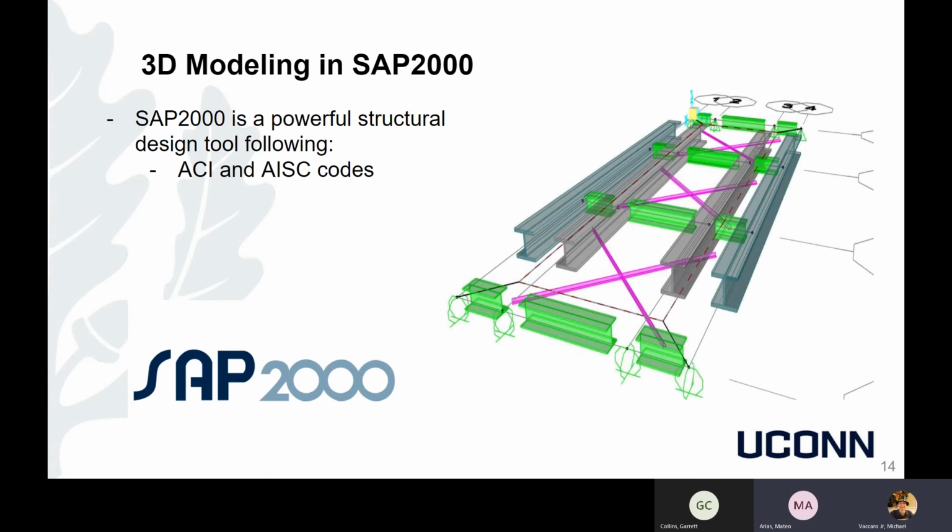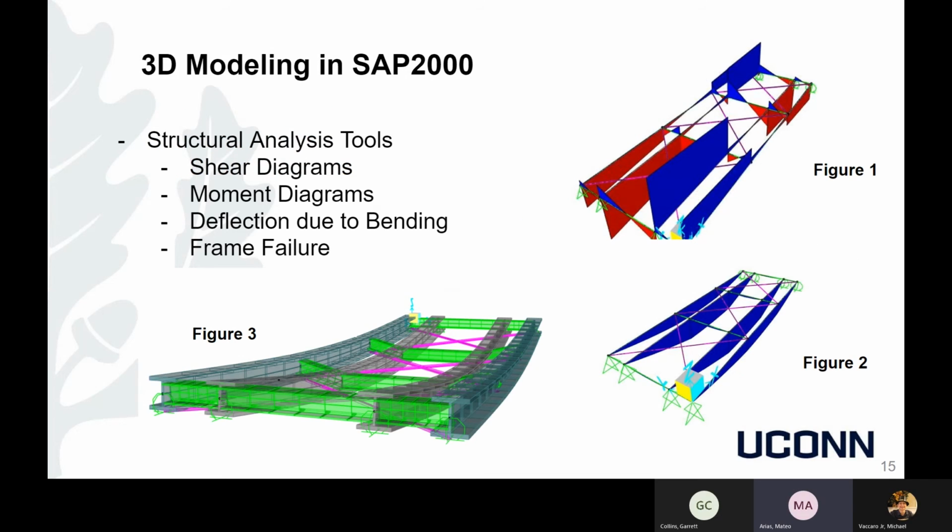Okay, so the 3D modeling was done using SAP 2000, which is a powerful structural design tool. From this image, we can see all the structural components of the model, our girders, stringers, and floor beams. With the help of SAP 2000, we can corroborate that our hand calculations were accurate using many of the structural analysis tools, such as the shear diagram in Figure 1, which helps us visualize how the loading behaves on each member and eventually how the bridge behaves as a cohesive structure. Moment diagrams in Figure 2 help us see how the loading bends each member to eventually obtain a deflection diagram as shown in Figure 3.